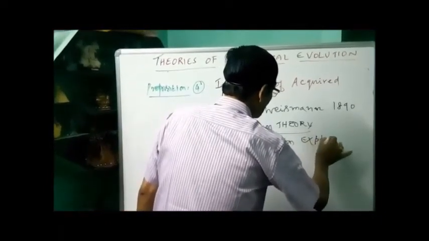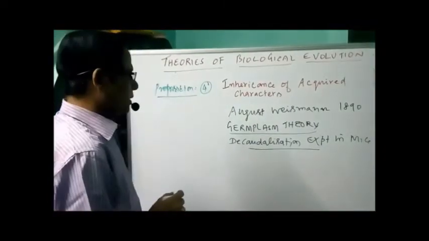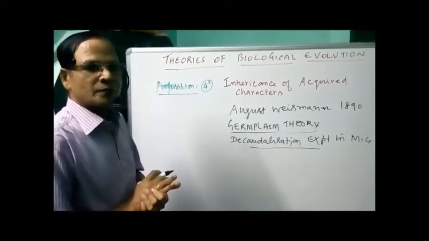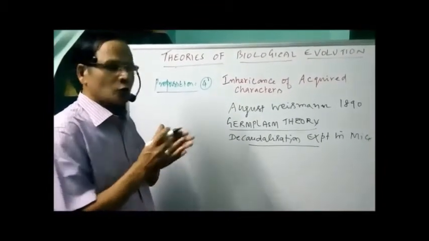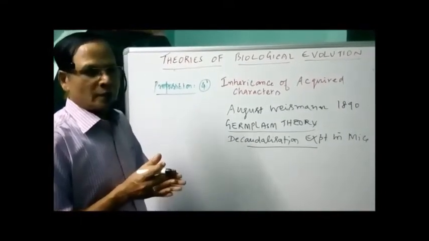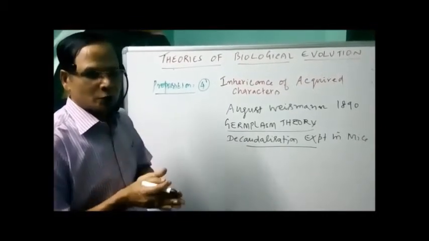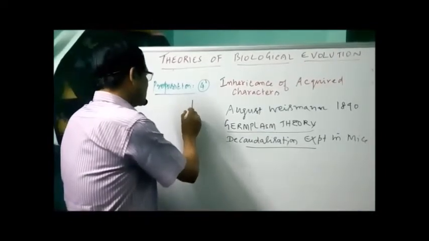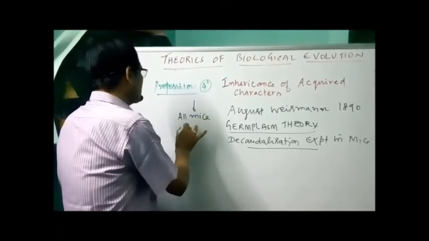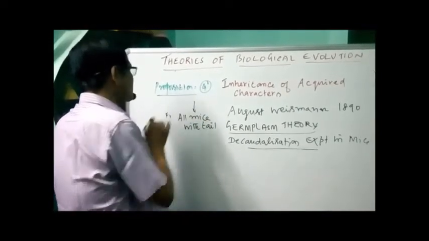Decaudalization experiment in mice. What he did was take a mouse and cut its tail. For example, one male and one female, he cut the tails of both and allowed these two individuals to breed, to reproduce. He received in the first generation all mice with the tail.